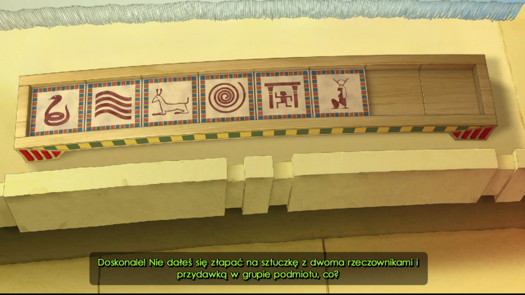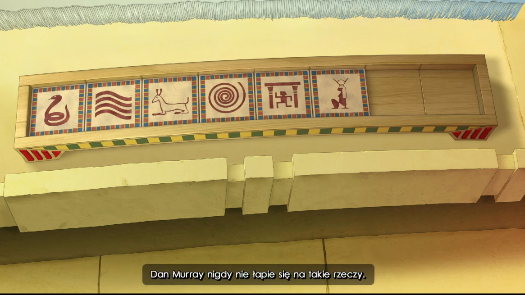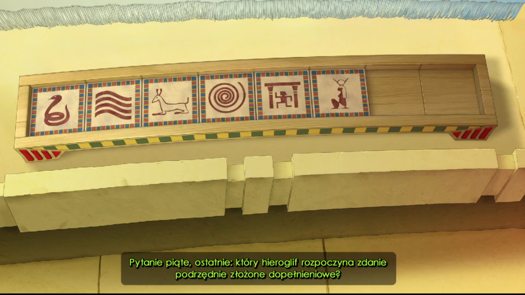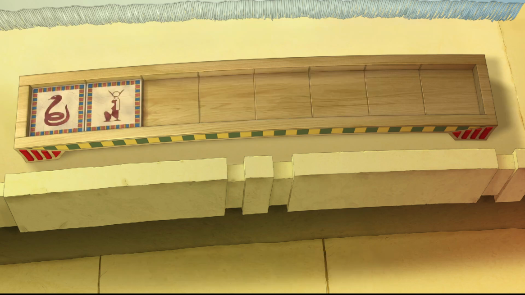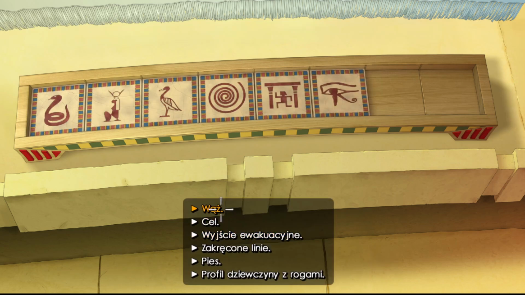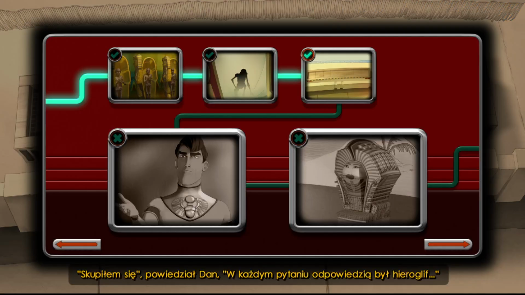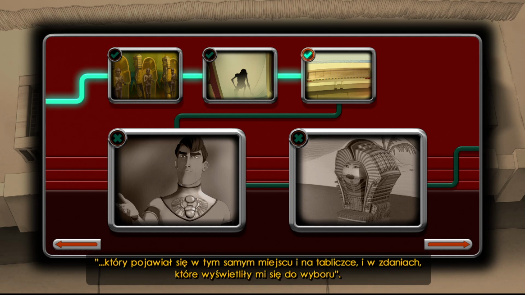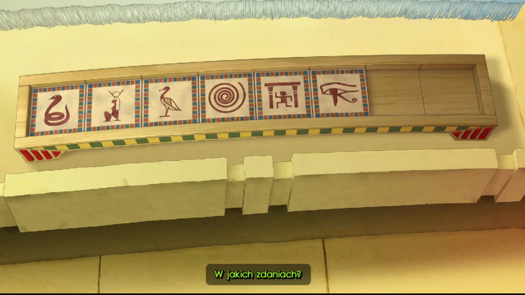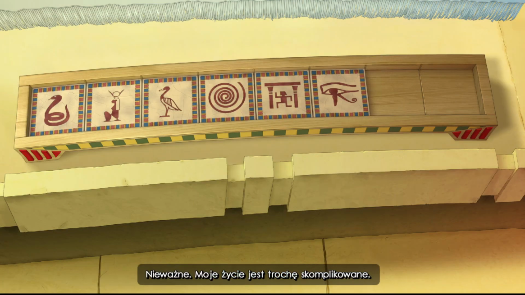The girl. Astonishing. You're talking to Dan Murray. Not to worry. Fifth and last question. The snip. Exam passed. How did you do it? Paying attention, said Dan. The answer in all cases was the hieroglyphic in the same position in both the tablet and in the phrases that appeared for me to choose from. What phrases? Forget it. My life is more complicated than it looks.